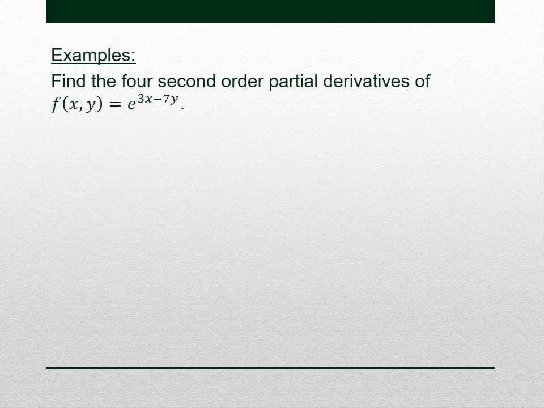So now let's find the 4 second order partial derivatives of this function. So we're looking for fxx, fyy, fxy, and fyx. Right, remember, those are our 4 second order partial derivatives. To find those, first we need to find the first order partial derivatives. Just like when we were trying to find the second derivative of a function of one variable, we had to first find the first derivative. To find the second order partial derivatives, we first need to find the first order partial derivatives.